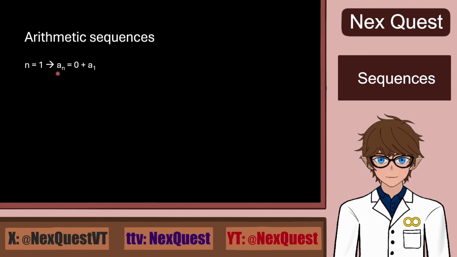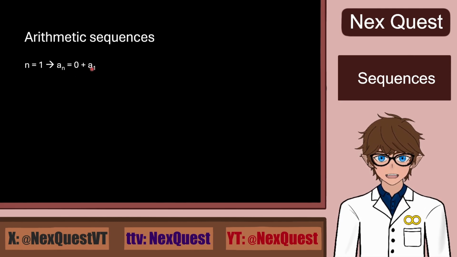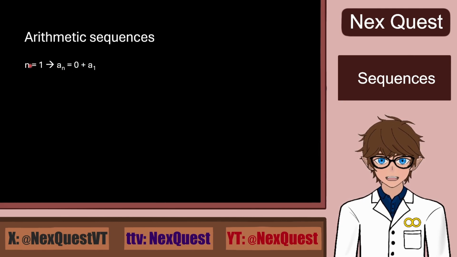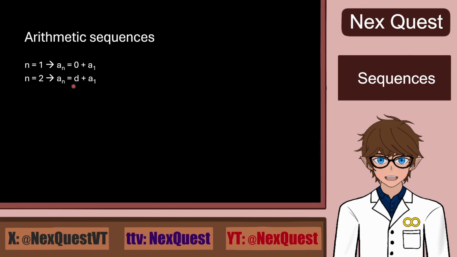So if n is 1, an is 0 plus a1. Since we don't know much more, we know for sure that an is a1 in this case, because this is the most direct formula we can use. Now for n is 2, the formula would have to be slightly different.